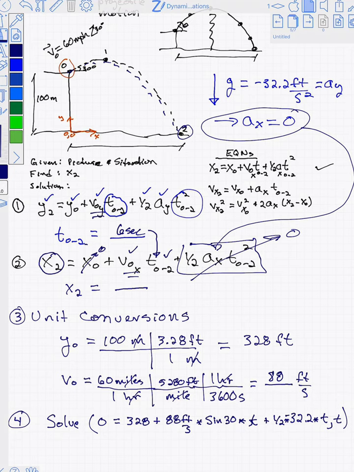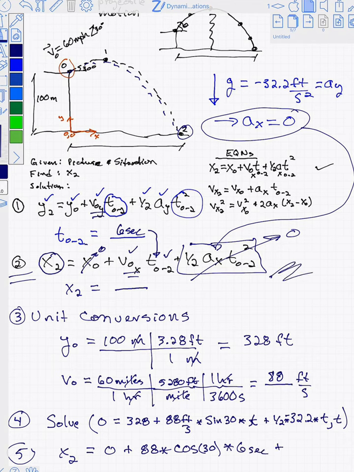Now, if we put that 6 seconds into equation 2, we'll see that x2 is equal to 0 plus 88 times the cosine of 30 degrees times 6 seconds, plus, and remember this is 0, so plus 0. So we don't need to use a solver here. We can simply multiply 88 times the cosine of 30 times 6 seconds, and I'm going to use my iPhone to do that.